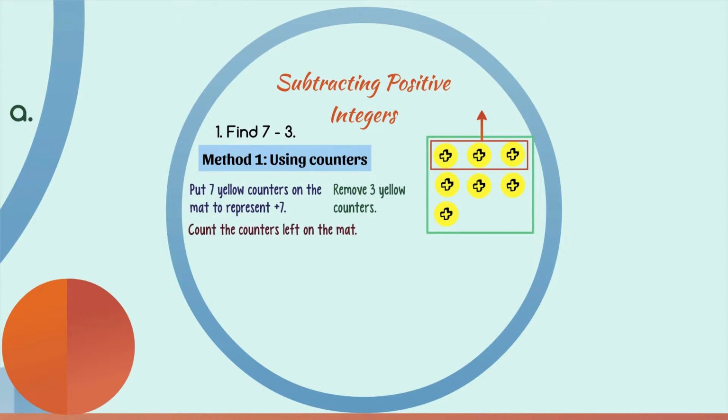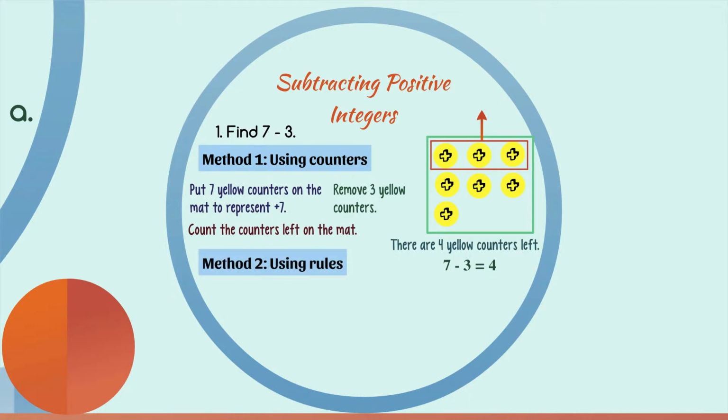And all we need to do now is to count the counters left on the mat. It sure is pretty easy to count them. There are 4 yellow counters left. Then, 7 minus 3 is 4. 4 is the answer we got using the first method. And it is positive because there are only yellow counters on the mat. Yellow counters represent positive integers.